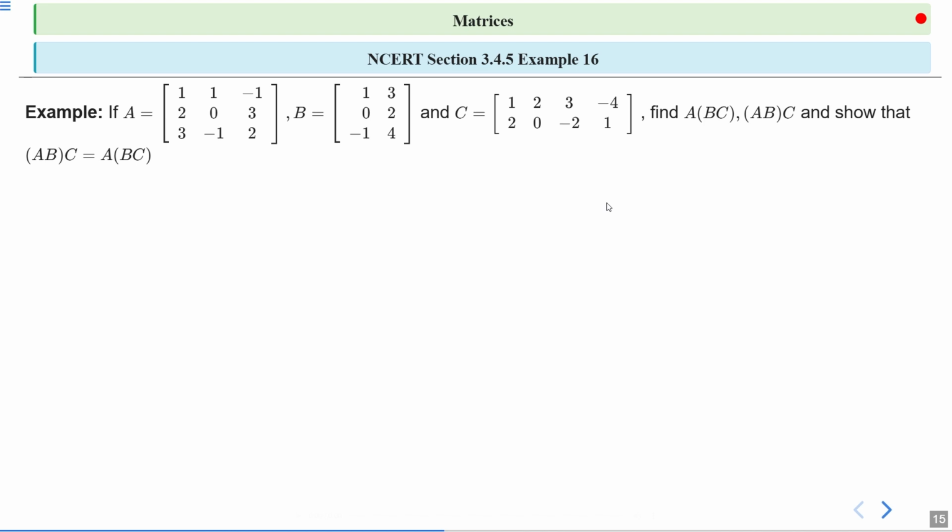The problem requires finding the product AB into C, and then showing that AB into C is equal to A into BC. Clear? Matrix A is given as 1, 1, -1, 2, 0, 3, 3, -1, 2. Matrix B is given as 1, 3, 0, 2, -1, 4. And matrix C is given as 2, 1, 2, 3, -4, 2, 0, -2, 1.